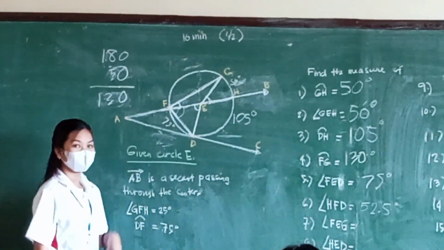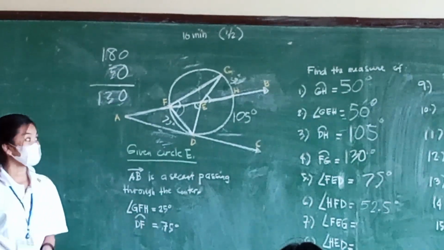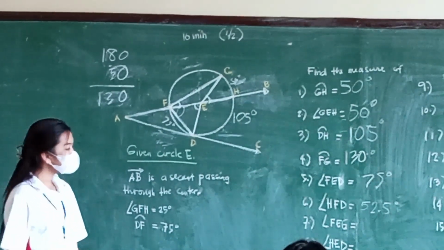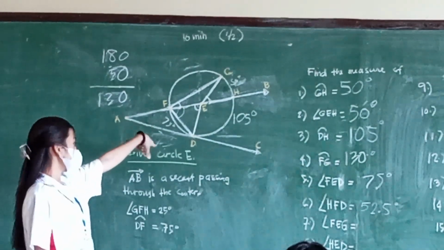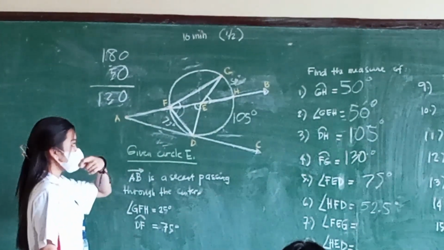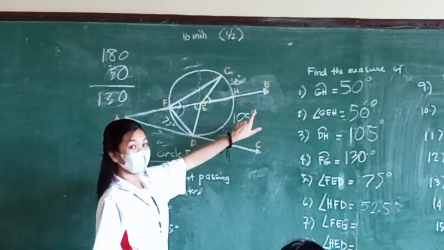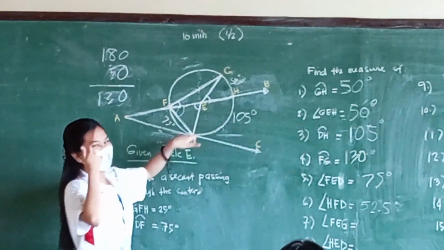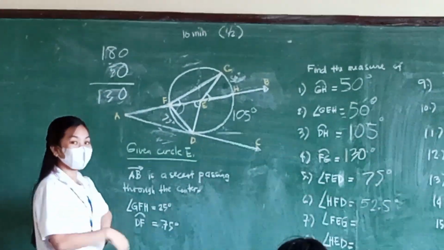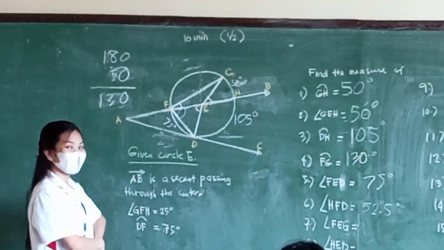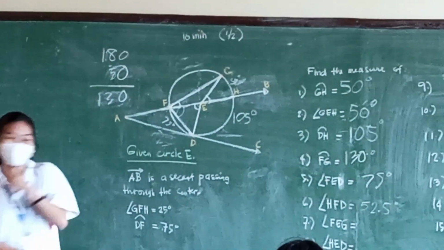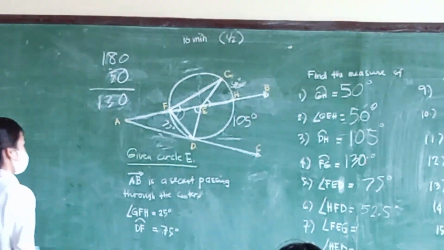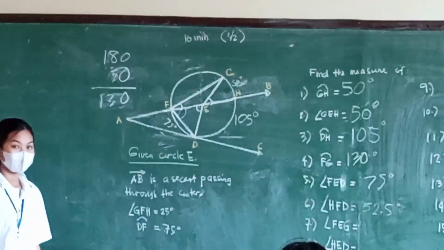HFD is 105 degrees. Looks equal, so 52.5, because the measure of the inscribed angle is equal to 1/2 of its intercepted arc.